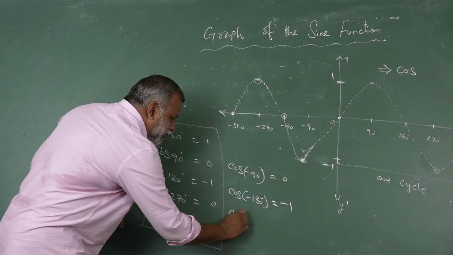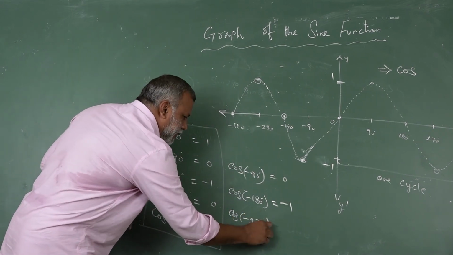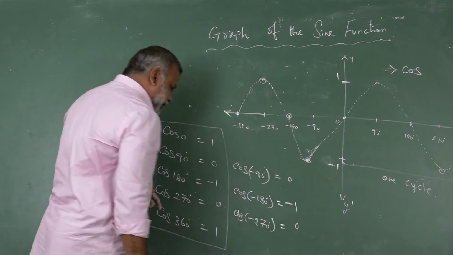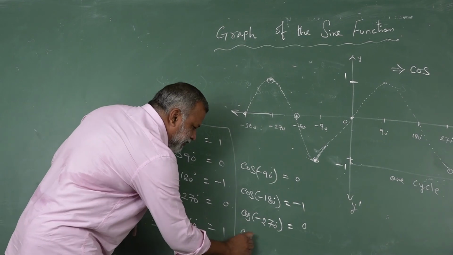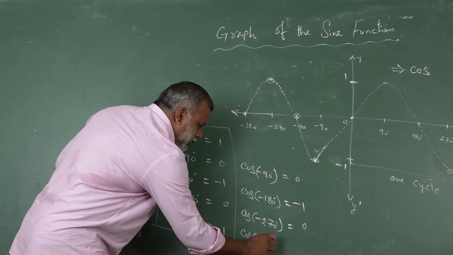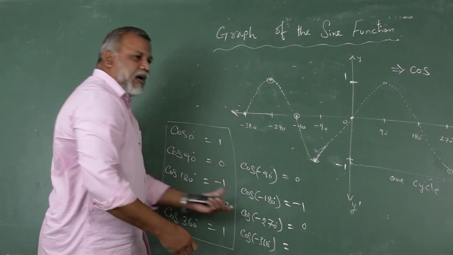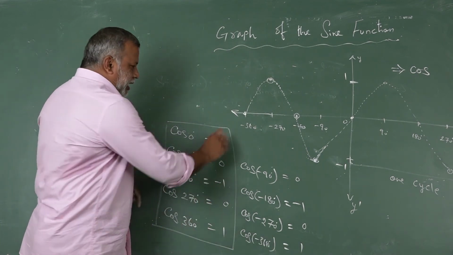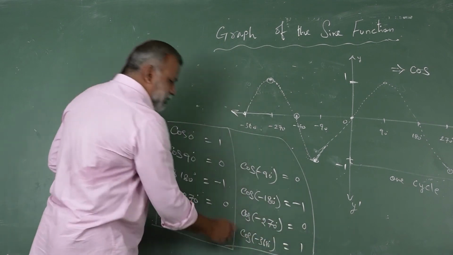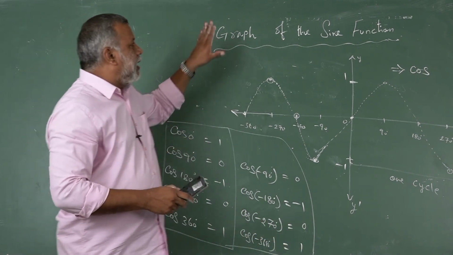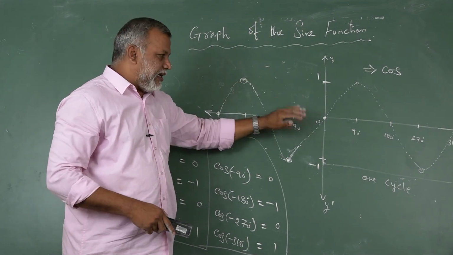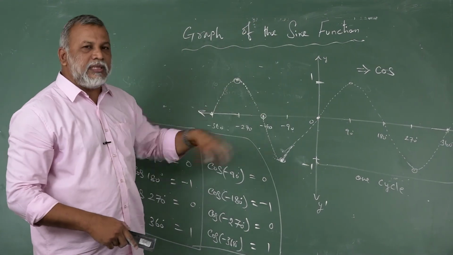Here cos of minus 270, once again cos absorbs the negative, producing the same result. Once again cos of 360 with the negative. Here also cos absorbs the negative, once again producing the same result. So by using these two data sets, try yourself and draw the graph of the cos function. Again we can discuss the same curve in the next class.